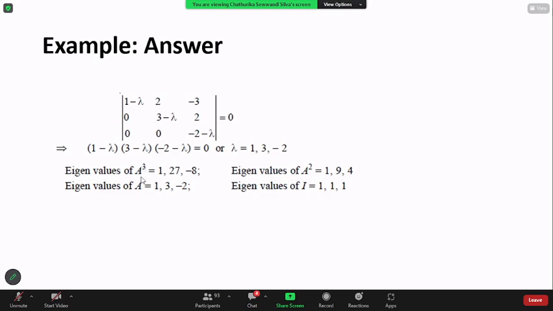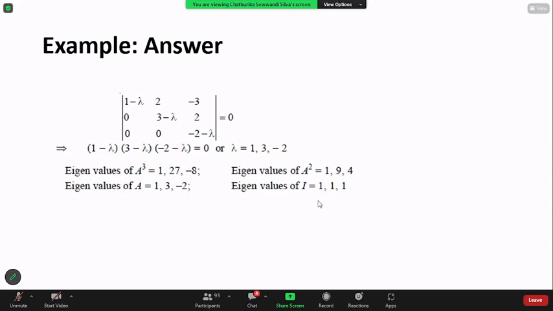A cubed: first you need to find out what the cube matrix is, and out of that again you need to calculate the eigenvalues. But here we didn't do it like that. Using the properties of eigenvalues, we can directly say that if a matrix has the eigenvalues 1, 3, minus 2, then the eigenvalues of A cubed are 1, 27 and minus 8, and of A squared are 1, 9 and 4.